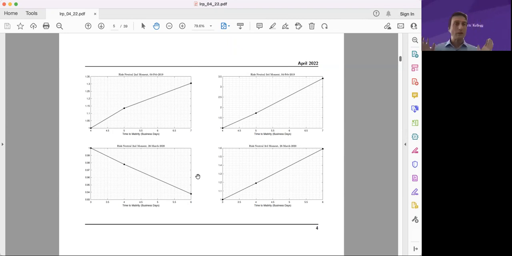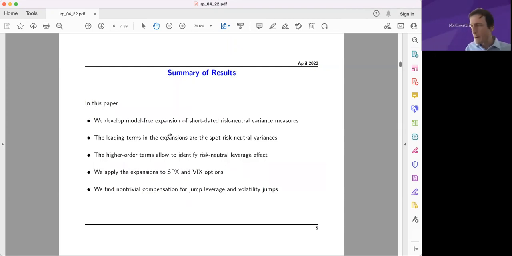So in a nutshell, what this paper will be doing is trying to rationalize these term structures, or rather extract the information in this term structure, and tease out that component of jump risk which is due to this self-excitation or jump leverage, or whatever you want to call it. Here is a short, high-level summary of the results. We will develop, and they are very simple, as you will see, it might sound fancy but it's really something simple, model-free expansions of these short-dated options or risk-neutral measures.